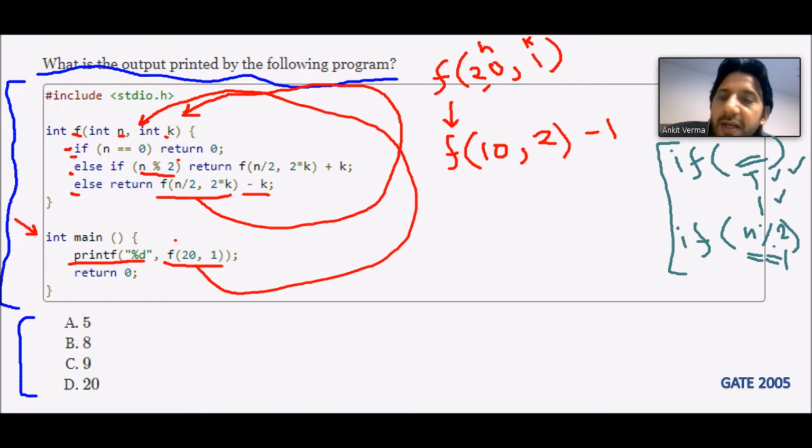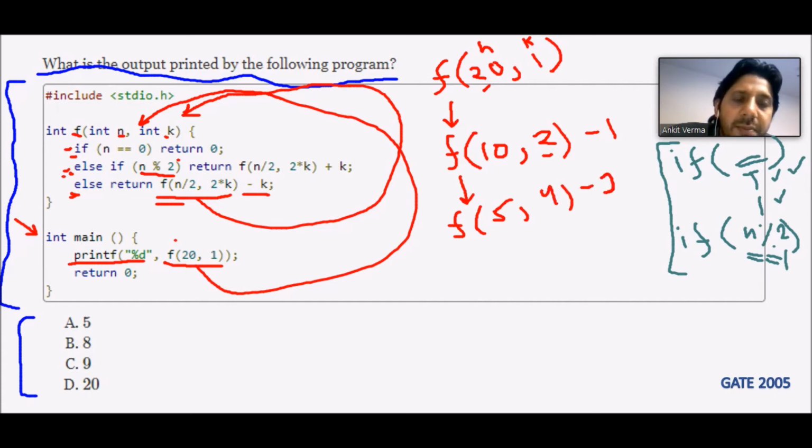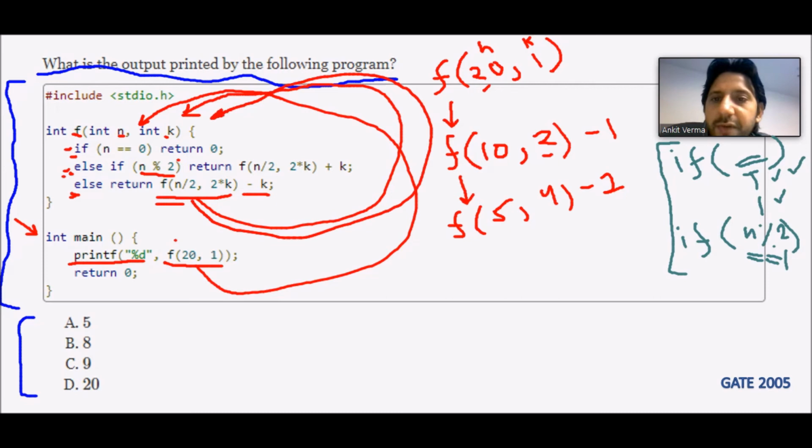Again it is going to call the same function. The value of n is not 0. Else if n mod 2, that means 10 mod 2, is 0, but we want 1. So this part will again not run. It will go to the else part, which is saying f(n/2, 2*k) - k. N by 2 means 10 by 2, which is 5. 2 into k, 2 into 2, which is 4. And it is asking minus k, the value is minus 2, the earlier value we are taking. Again it is a recursive call.